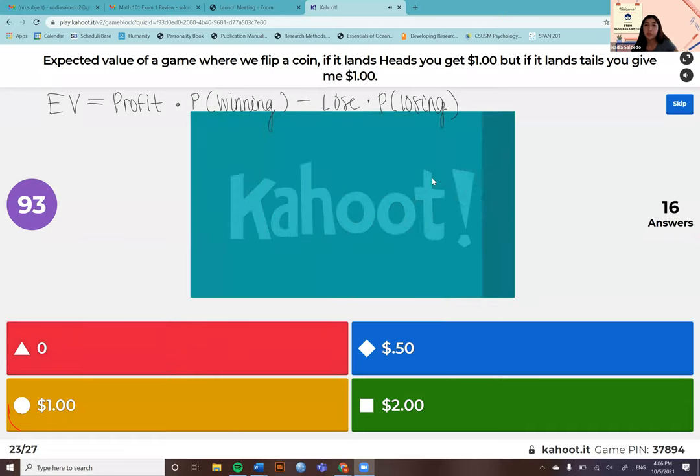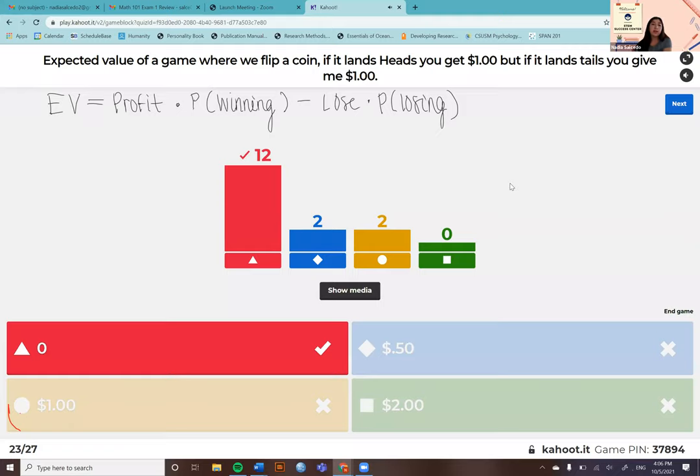All right, so I'm just gonna go ahead and go over it now. Okay, so most of you guys got it right, but I'll go over it just in case. So, expected value of a game where we flip a coin: if it lands heads, you get $1, but if it lands tails, you give me $1. So our profit in this game would be $1. We can plug that in here. We'd expect to win $1.